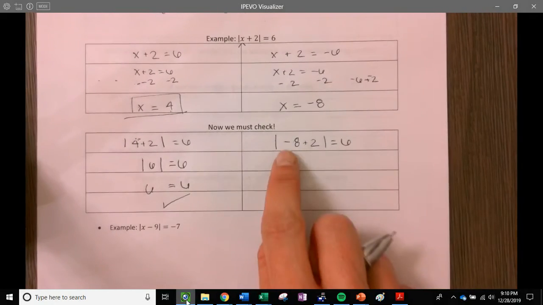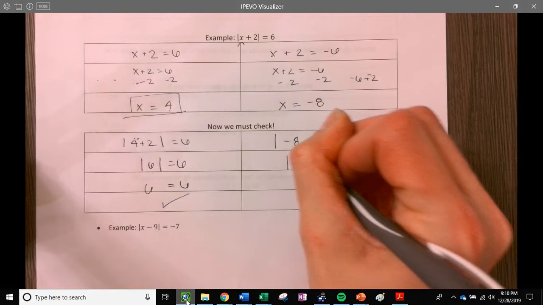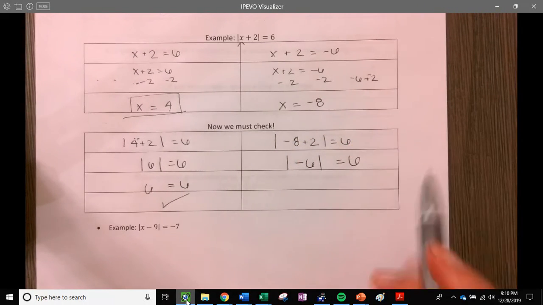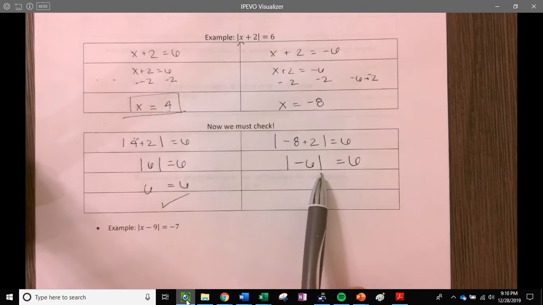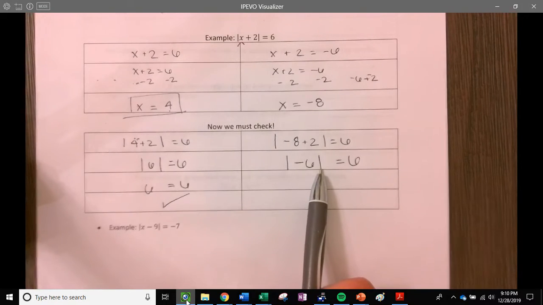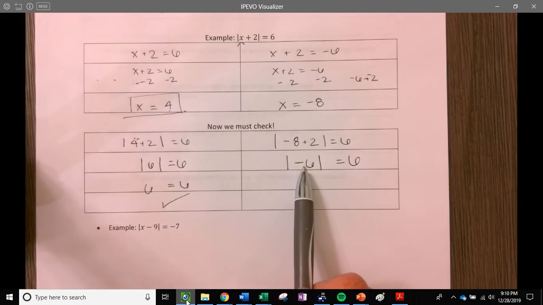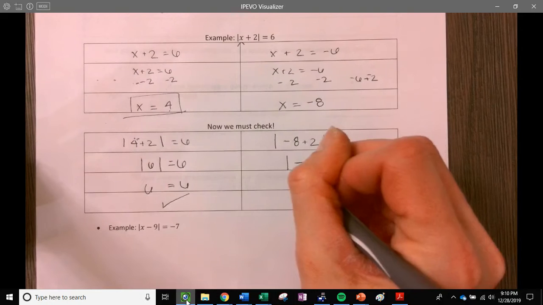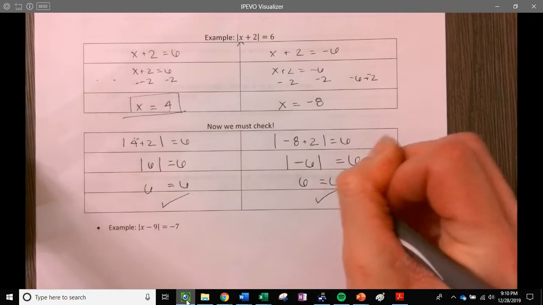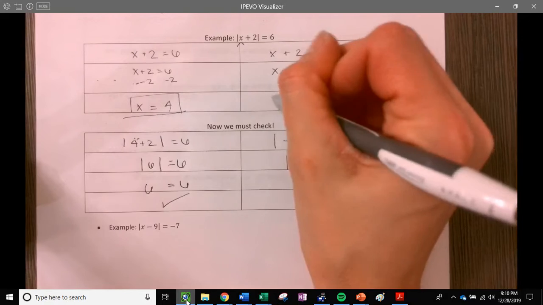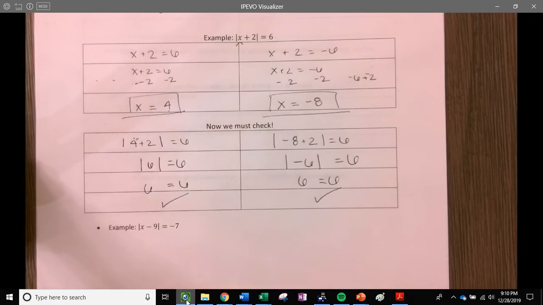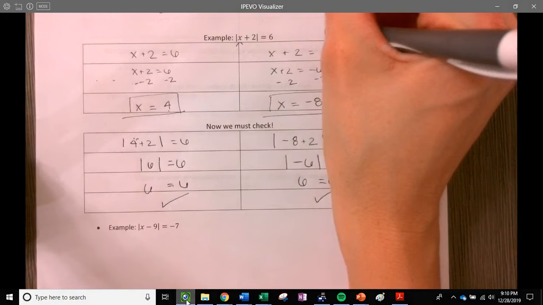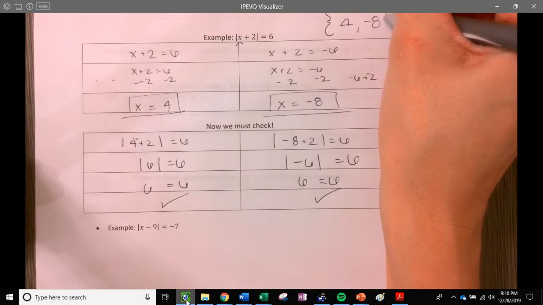We'll try it with negative 8. Negative 8 plus 2, that's going to give us the absolute value of negative 6 equals 6. We've got one term inside the brackets. We're going to go ahead and drop them. And what happens when we drop absolute value brackets? I'll tell you, it's like a little miracle. Anything negative inside becomes positive. So the absolute value of negative 6, because it is 6 units away from 0 on the number line, becomes 6 equals 6. Well, we did it. Both of these solutions work. So the solution to this problem would be 4 and negative 8. That is the solution set.